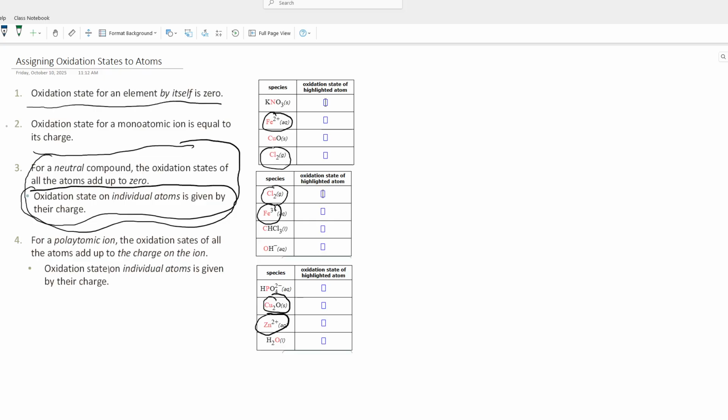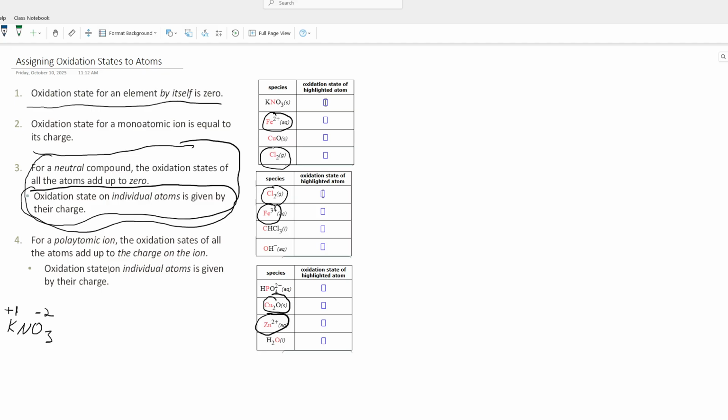Okay, so let's just do a couple of these examples that we might see. Okay, so I see that there is a potassium nitrate. That is a neutral compound, but I want to assign oxidation states to each one of these. Oxygen is -2. The potassium has to be a +1. We know that.